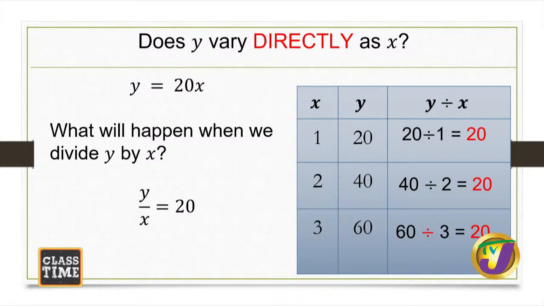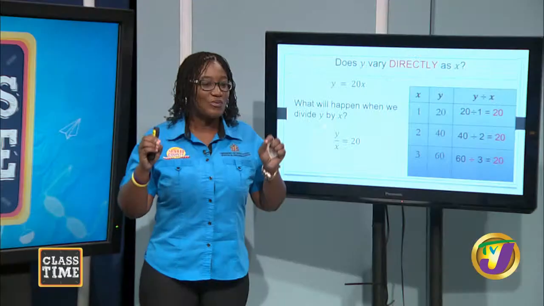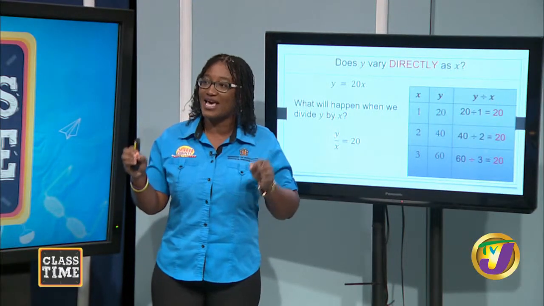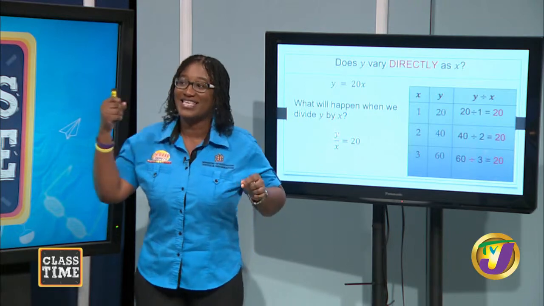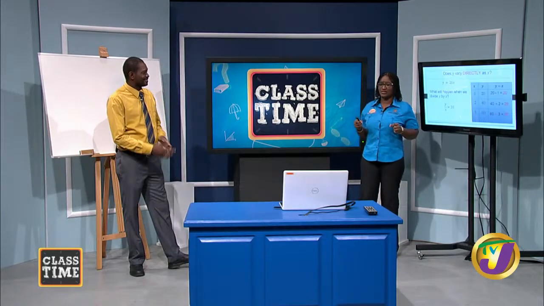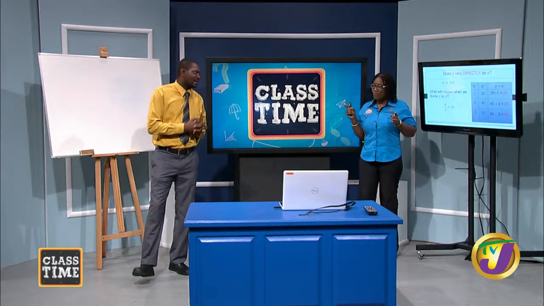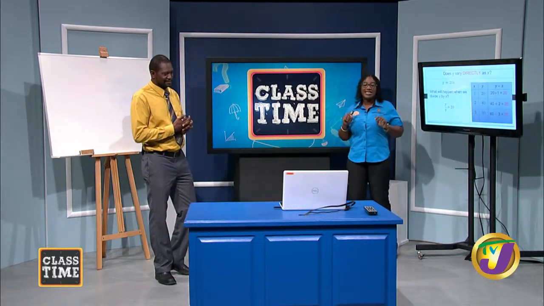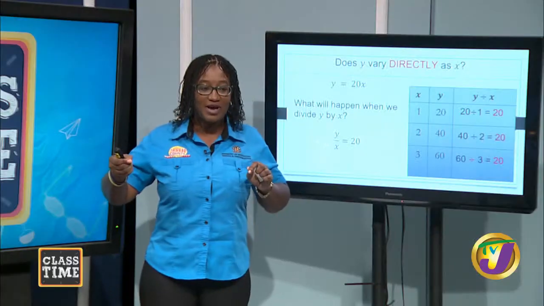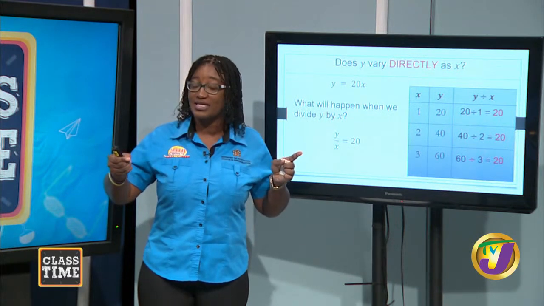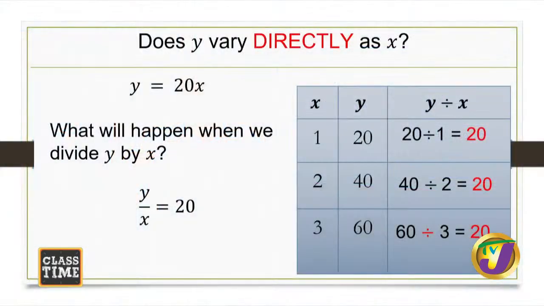So I want to stop right here and clear up a few things. The answer to the question, does y vary directly as x, is a resounding yes. And how do we know this? Because we're seeing that there's a constant. We see that y is a constant multiple of x. That's one way of putting it. And we also see that when we divided y by x, we ended up with a constant of 20 every time.